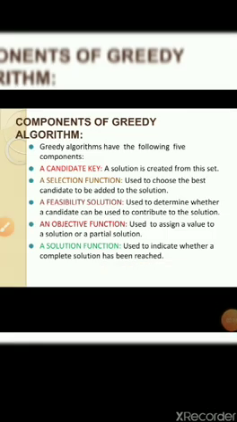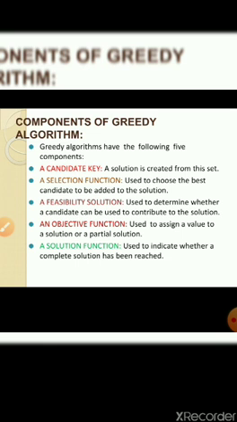Components of the greedy algorithm. There are 5 components: a candidate set, a selection function, a feasibility function, an objective function, and a solution function. Let's dig deeper. A candidate set: a solution is created from this set. A selection function is used to choose the best candidate to be added to the solution. It means here it selects the best candidate for the solution.